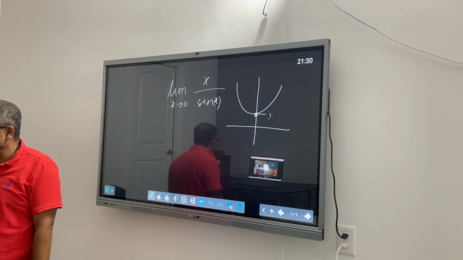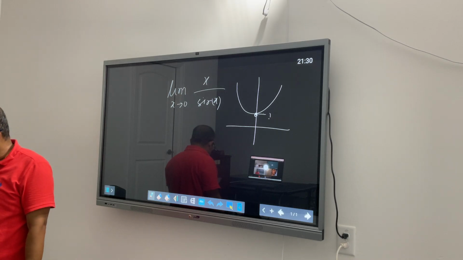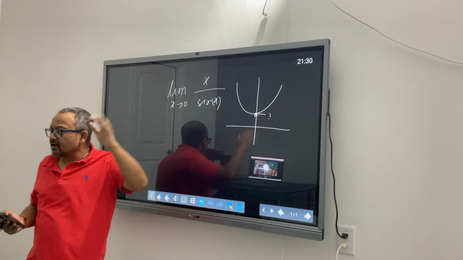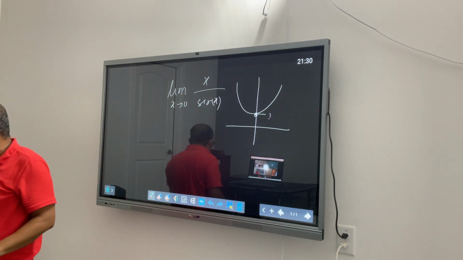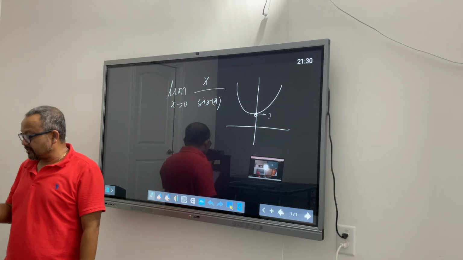Are you guys okay so far? Ananya, Nancy, Chris? Yeah? And the problem says that with all the algebraic methods we have learned, this is not working. So we want to use the Squeeze Theorem.